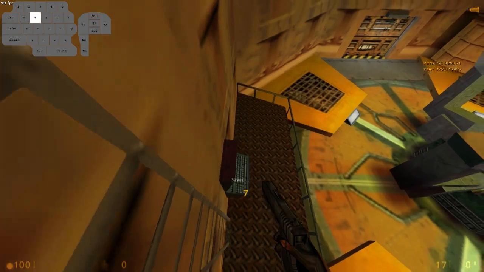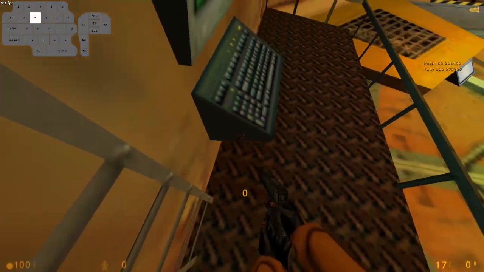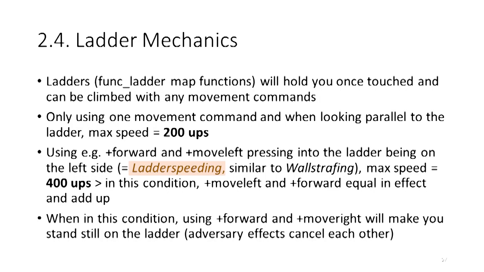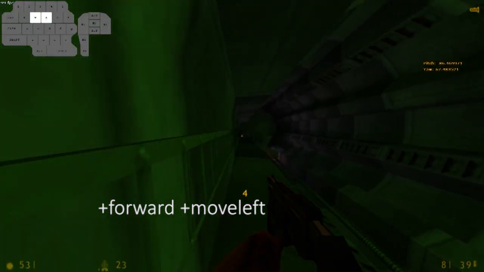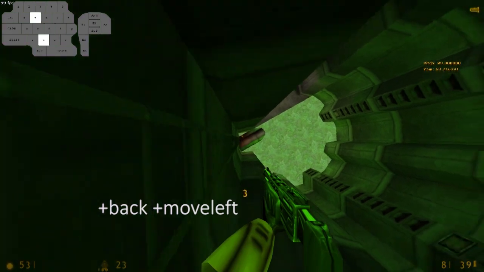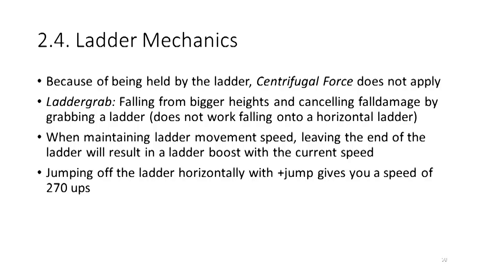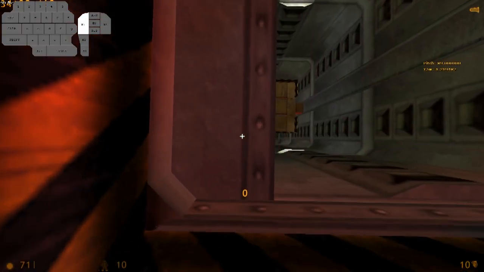Depending on with which side you approach the ladder, you can climb up or get off the ladder. Ladder speeding is a trick very similar to Wallstrafing. Your normal vertical speed on ladders is 200 UPS. By applying two adjacent movement commands pressing into the ladder, those amplify and increase speed to 400 UPS max. To maintain your position on the ladder, it holds you when touched.